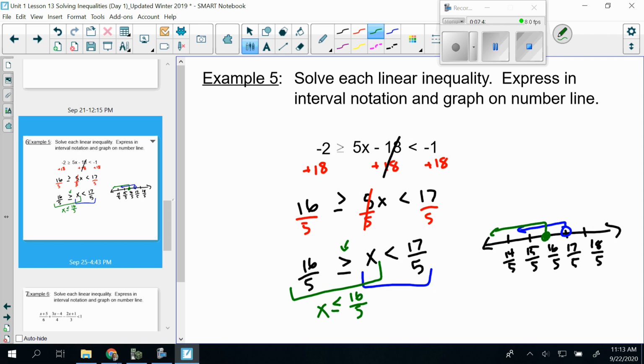So how do we describe all those points together? Well, looks like this is all the numbers less than 17 fifths going this way. Now both these graphs are including all these numbers, so together we could just say that this is all the numbers less than 17 fifths. So in interval notation, that would be negative infinity to 17 fifths, not including 17 fifths or negative infinity.